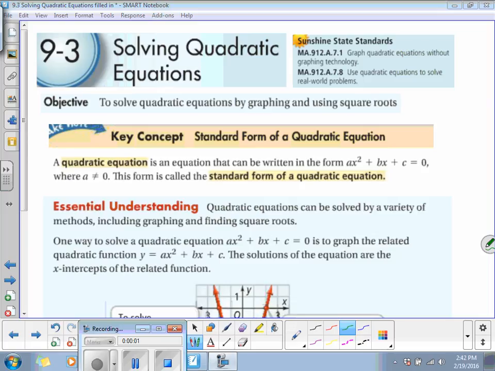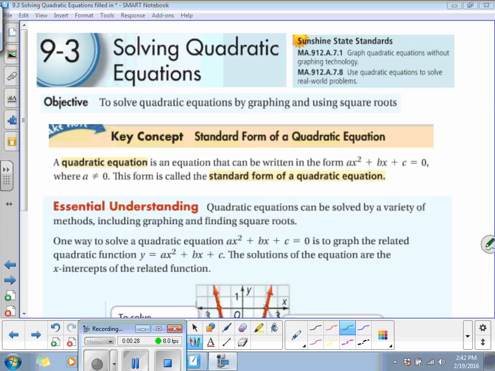6.3 is solving quadratic equations, okay? And today you're going to solve quadratic equations using graphing and using square roots, okay? A quadratic equation is an equation that can be written in the form ax squared plus bx plus c equals 0, where a is not equal to 0.